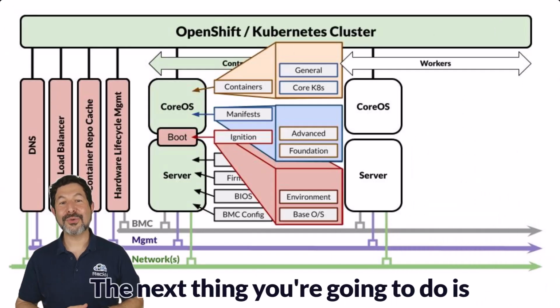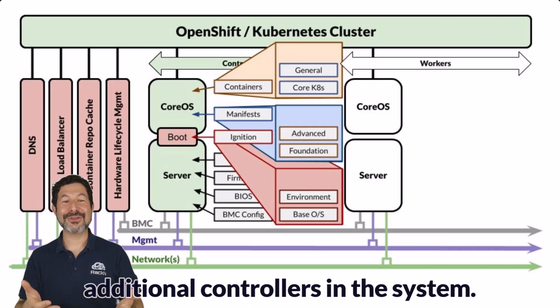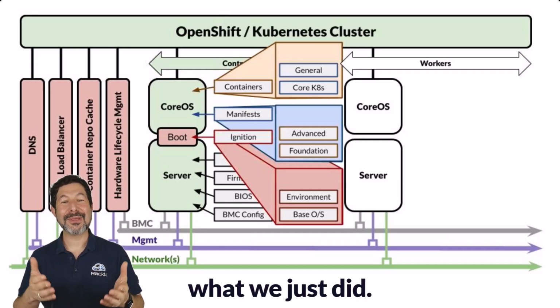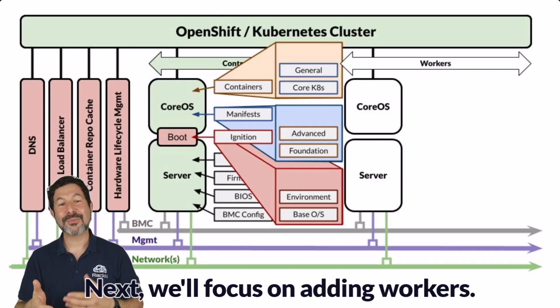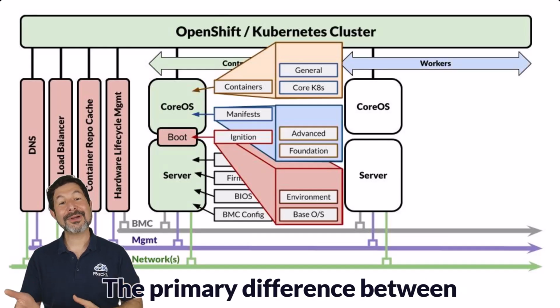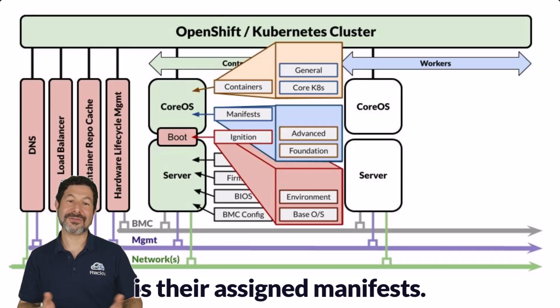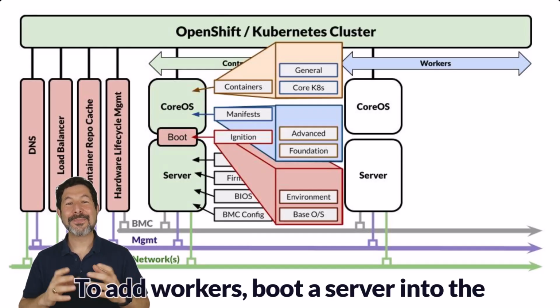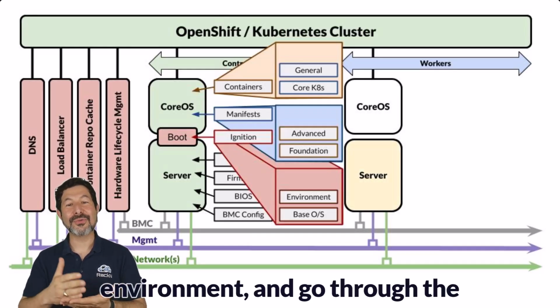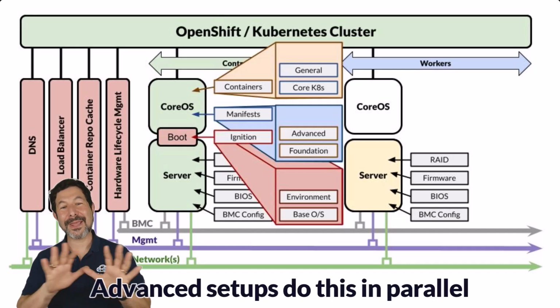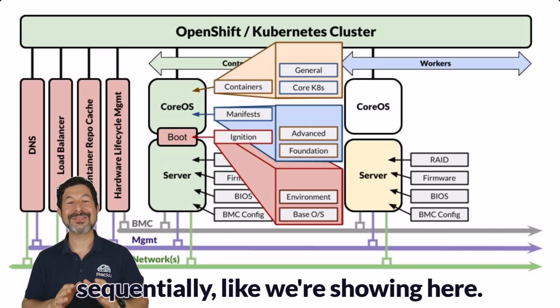The next thing you're going to do is repeat this whole process with additional controllers in the system. We're going to skip over that part because it's the same as what we just did. Next, we'll focus on adding workers. The primary difference between controllers and workers at this point is their assigned manifests. To add workers, boot a server into the environment and go through the same discovery and configuration steps. Advanced setups do this in parallel across multiple servers instead of sequentially, like we're showing here.